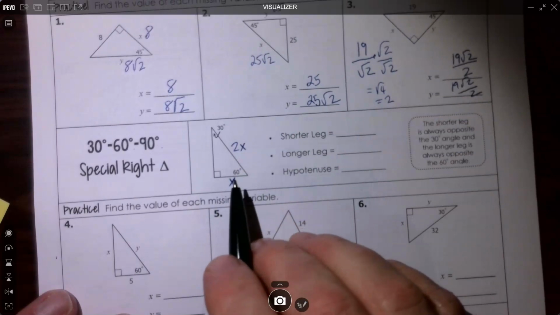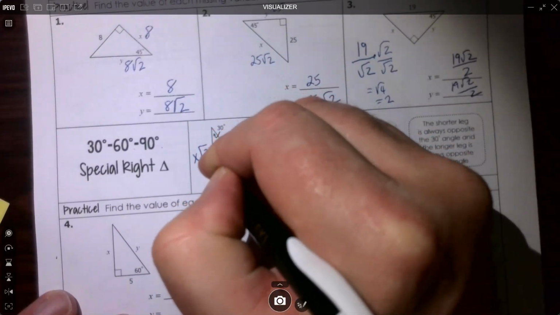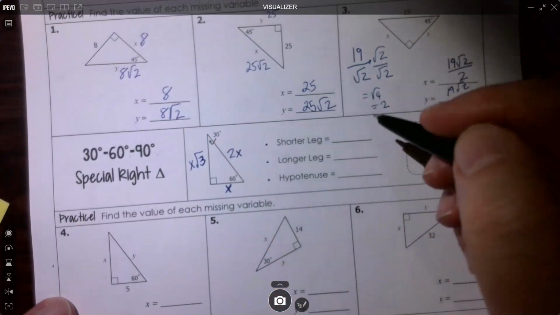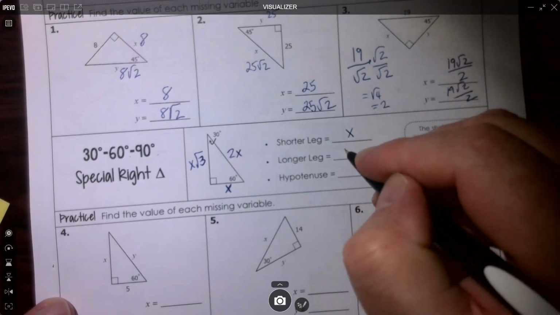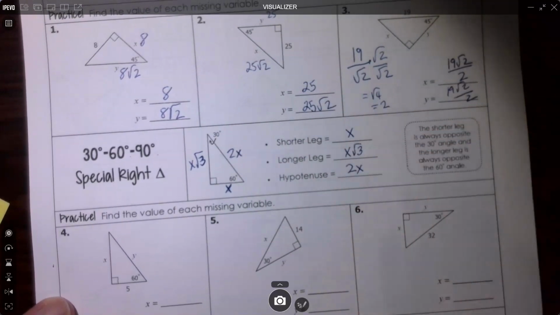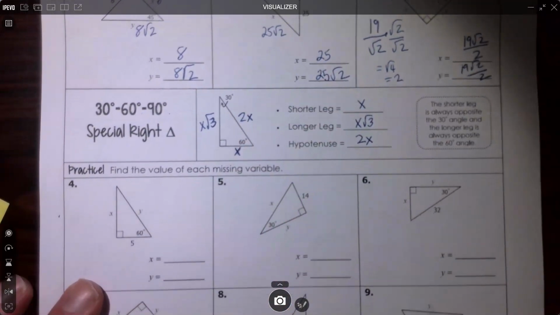They also learned if you took the smallest side and multiply it by the square root of 3, you get the side opposite the 60. So the shorter leg is x, the longer leg is x square root of 3, and the hypotenuse is 2x. Okay? So we're going to play with that when we do these now.